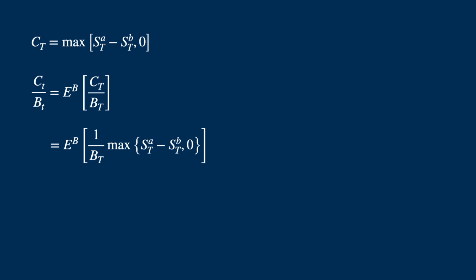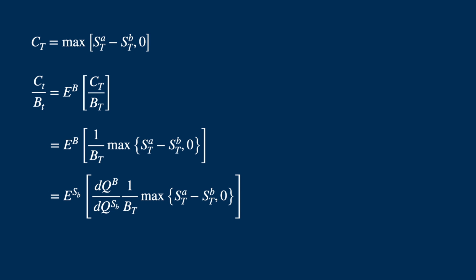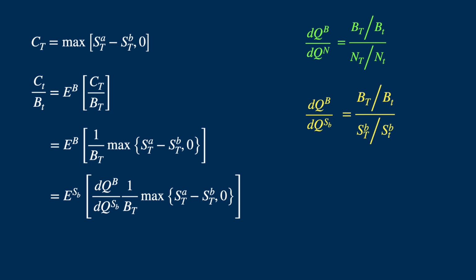And as you expect, this one will simplify if we use one of the underlying assets as the numeraire. So we will choose the asset B. So we want to change the measure from risk neutral to the measure associated with using the second asset as the numeraire. So we just multiply the payoff by the Radon-Nikodym derivative and change the expectation from B to S_B. And we then know how the Radon-Nikodym derivative can be expressed in terms of the ratio of the asset prices. So here the asset in the denominator is the second asset, which is S_B.